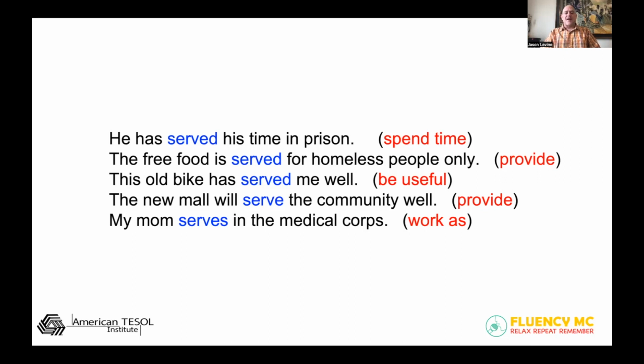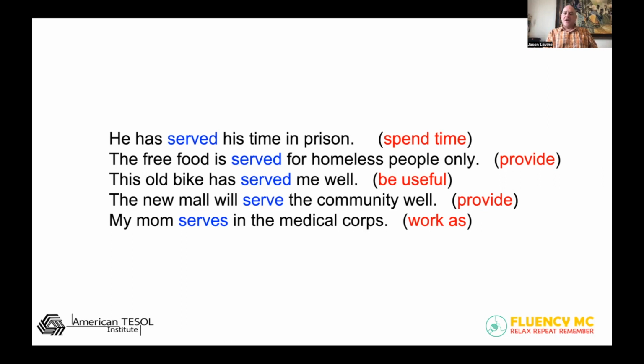Another one would provide. It will serve the community well. Is that the same thing as serving the homeless people? No, because serve the homeless people is physical. Providing something physically and serve the community well is more abstract. And my mom serves in the medical corps, works as someone.